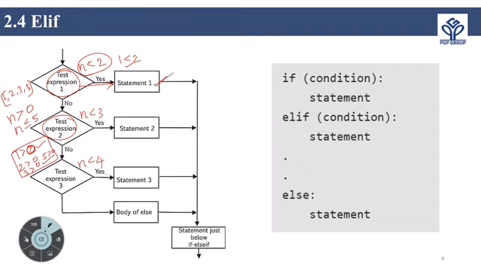Suppose we are taking n is equal to 3. Is 3 less than 2? This is not possible, so this is false. So we go to the next condition. This time we are checking 3 less than 3. This is also wrong, so we go to the next condition. Clear? Now 3 less than 4. This condition is true, so we go inside, and print the statement 3.